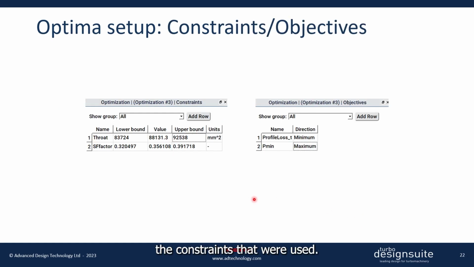And then these are the constraints that were used. So we constrained the throat to plus minus 5% to maintain the flow rate and so effectively the turbine power. And then the secondary flow factor is also limited to avoid very high values, to plus minus 10%. And finally, for the optimization objectives, we want to minimize the total profile loss to increase the runner efficiency, and at the same time we want to maximize the minimum pressure in order to remove the cavitation scenario we saw earlier.